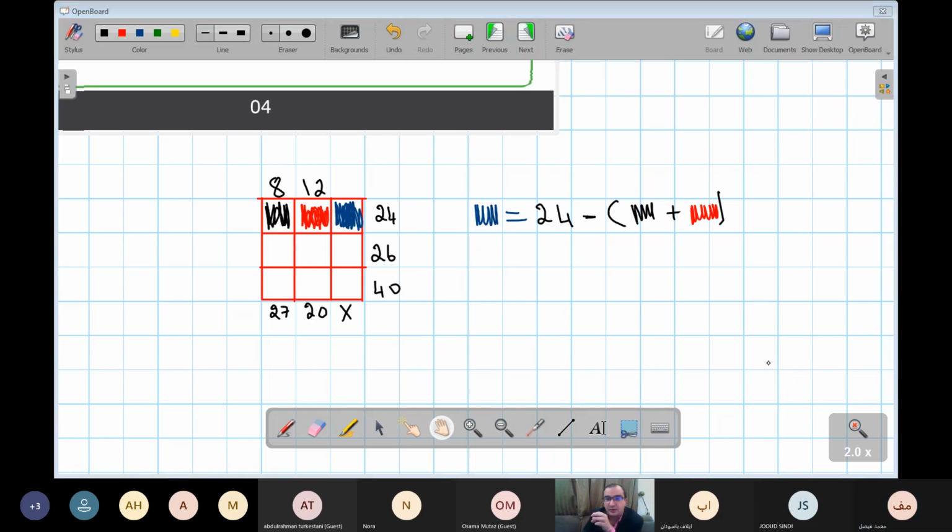I repeat my question. Is there anyone of you who didn't understand this part? I have, guys, what? The black one plus the red one plus the blue one equals 24. If I want to know the box of any color of them, I must subtract the two other boxes from the total number, which is 24. Okay? Maha, please.